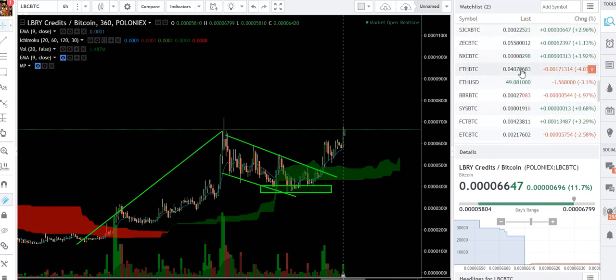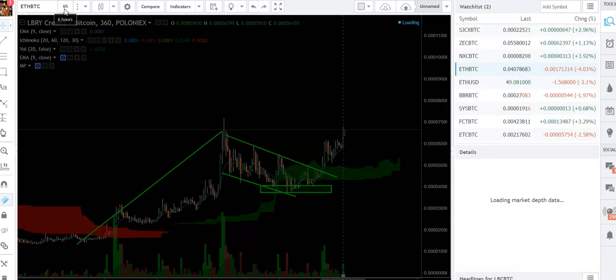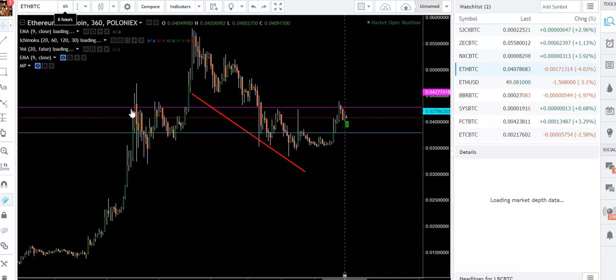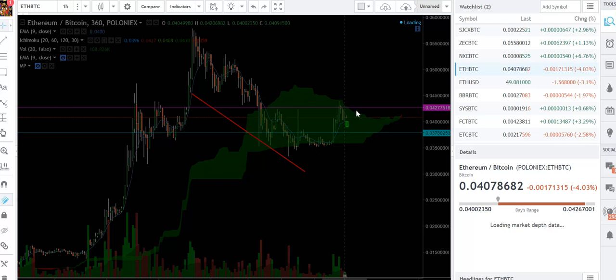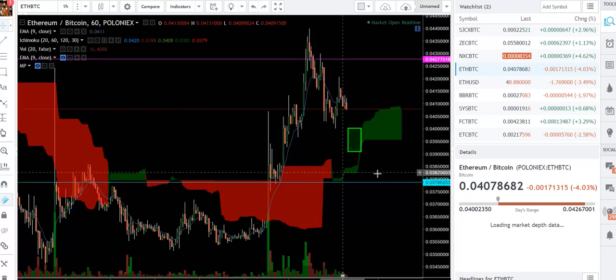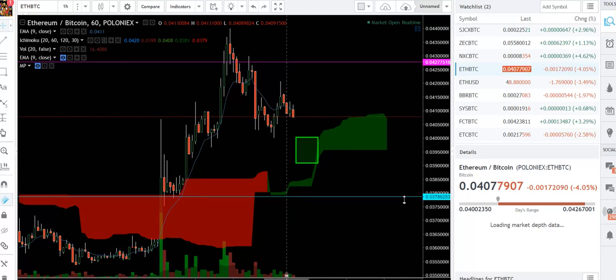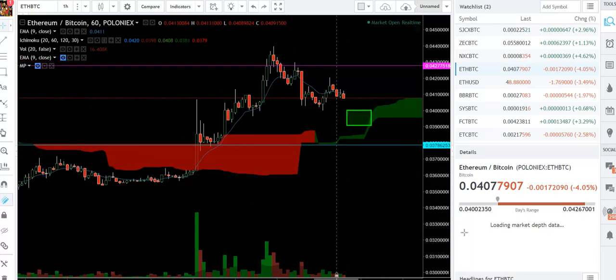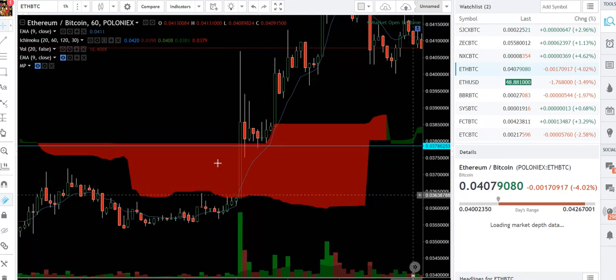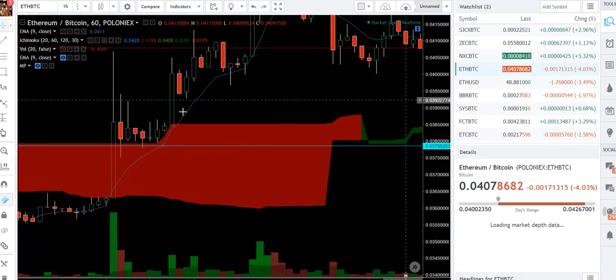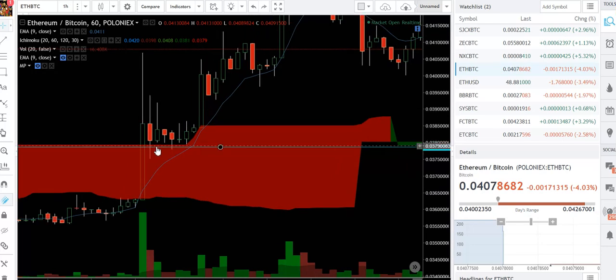Let's just go back to Ethereum real quick here on the hourly. Now Ethereum, this is what I mean. This is showing us if we get above that 6-hour cloud, it's going to be the same story with Libra coin. Now here, notice what Ethereum did. This cloud always looked like this. If this didn't change, this looked like this when Ethereum broke. And notice here that we have the ledge of the cloud right here.